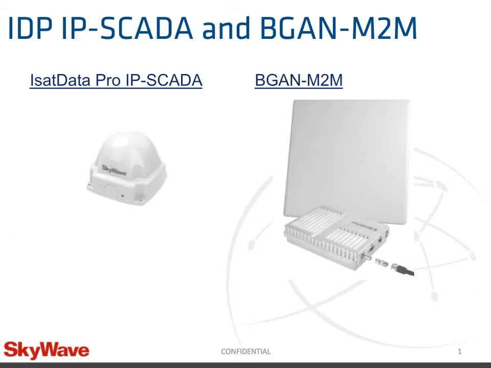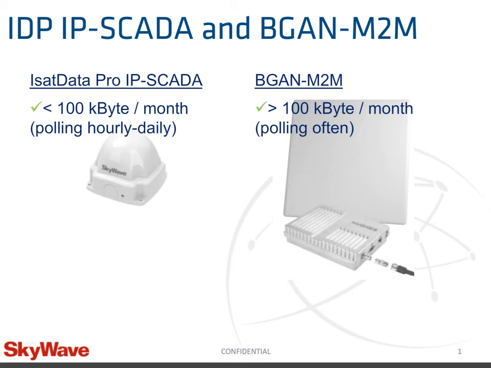IsatData Pro IP-SCADA and BGAN-M2M are complementary technologies with different target applications. For SCADA, in most cases the decision between the two is based on the application requirements. This tends to be qualified in terms of polling interval or data refresh rate, and recall depends on how many different parameters are being polled. A good rule of thumb is that polling once per hour or less frequently may be a good candidate for IsatData Pro.